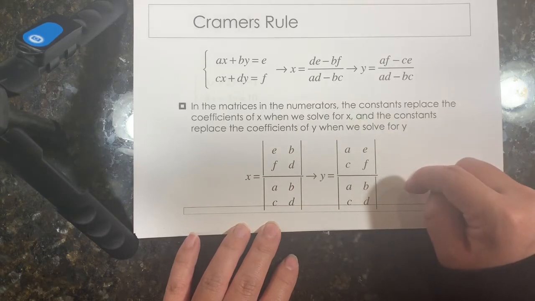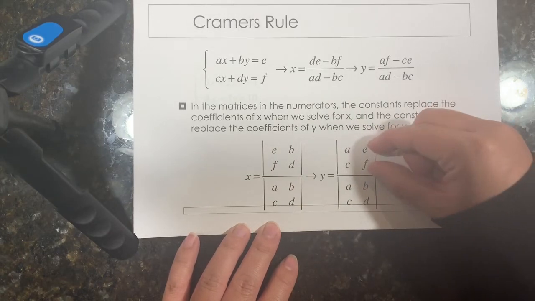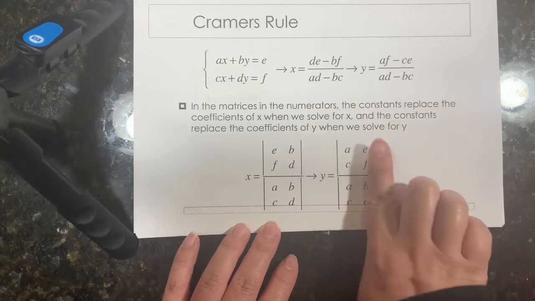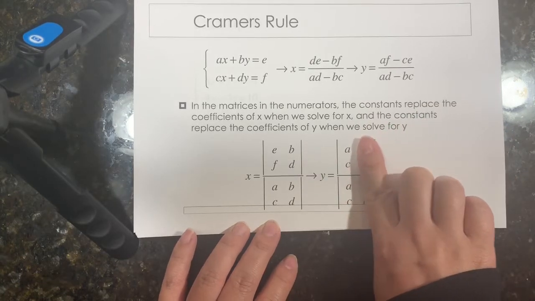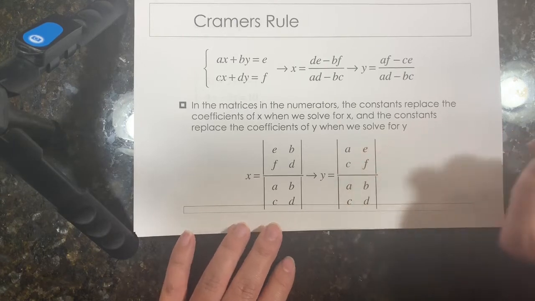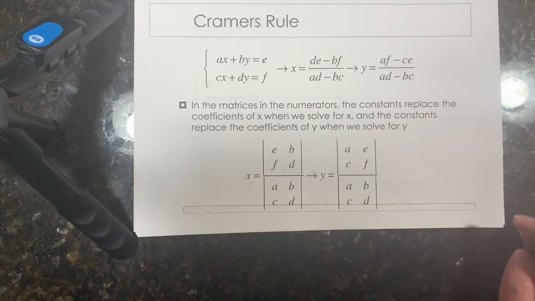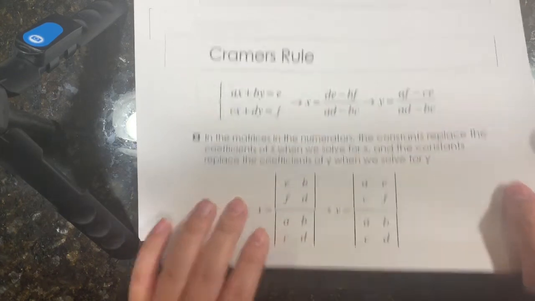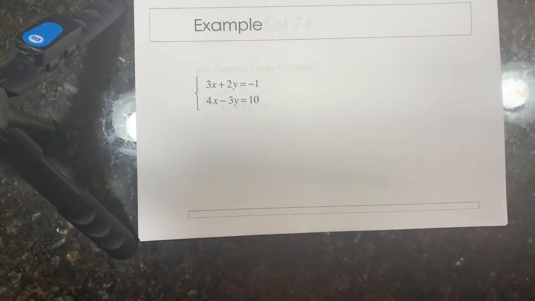And then if you're solving for y, the y column is going to change, but the x column stays the same. Notice that it's A, C, A, C, but then my y column turns to E and F. I know that's a little bit confusing, so I do want to go through one of the examples in order to help you better understand what we're doing.